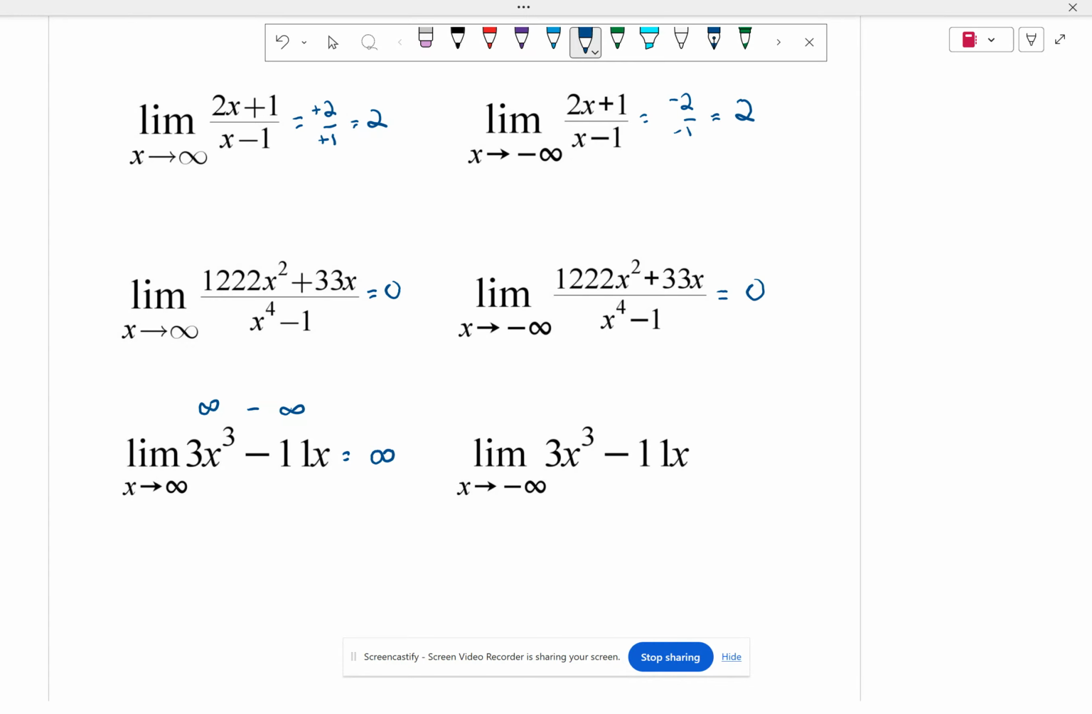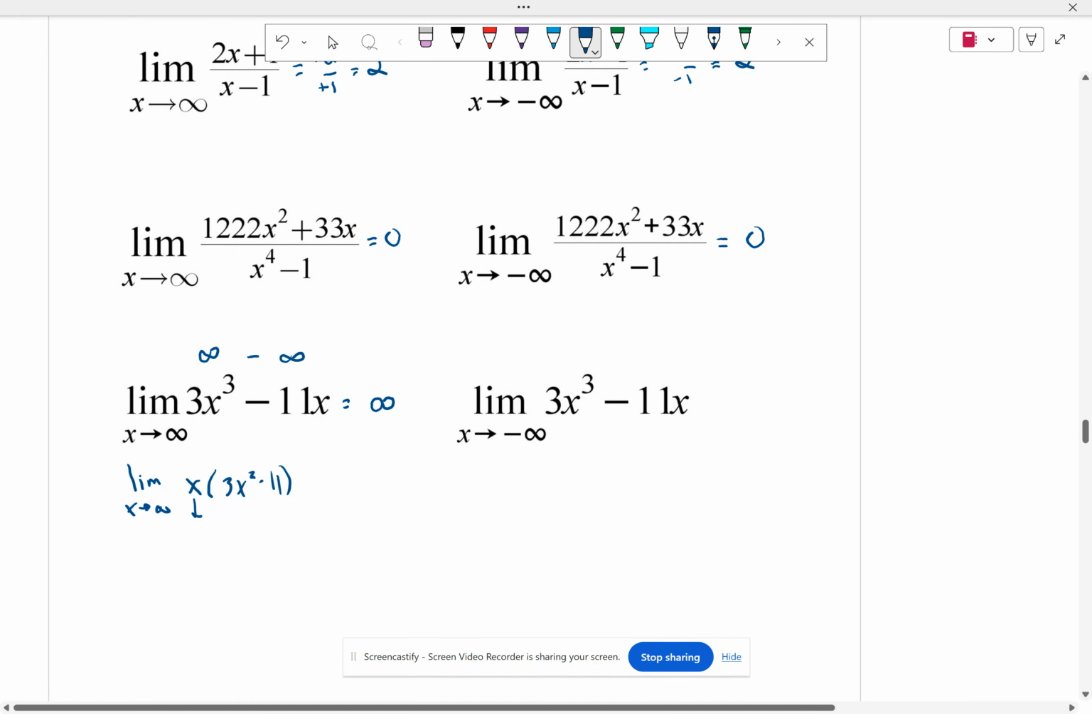One way to double check that without just looking at it, we can do a little bit of algebra. If I factor out the x, and then this becomes 3x squared minus 11, then as x goes to infinity, you have an infinity here. Infinity squared times 3 minus 11 is also infinity. And infinity times infinity does imply infinity. It's not an indeterminate form. It truly is going to just go to infinity. So that function, as x approaches infinity, shoots up to infinity.